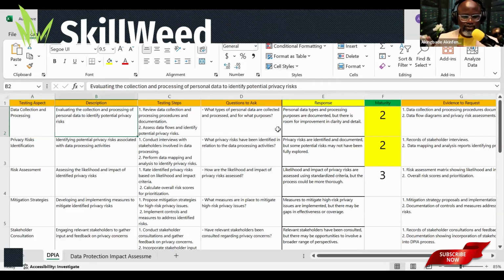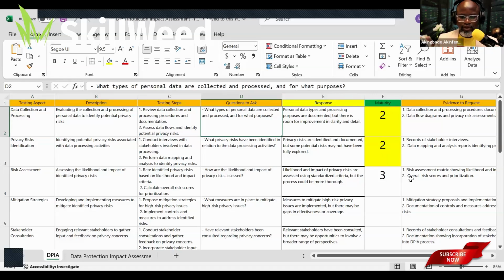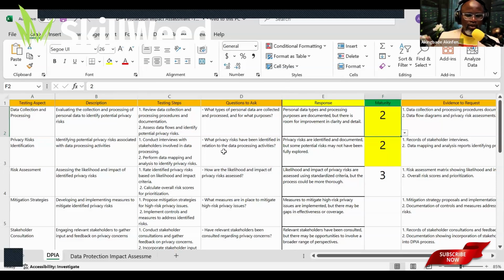You can see data collection. Let's look at the question: What type of personal data are collected and processed and for what purpose? They told me here, personal data types and processing purpose are documented, but there is room for improvement in clarity and detail. Okay, I gave them a two here.